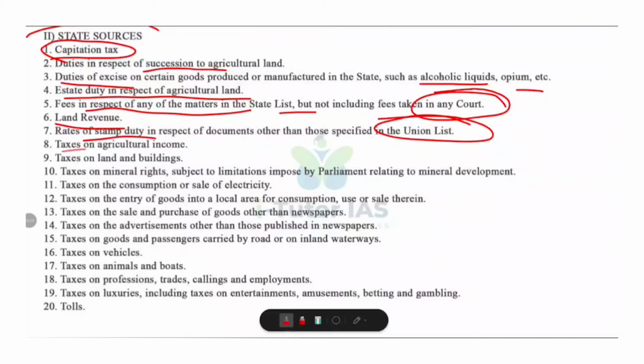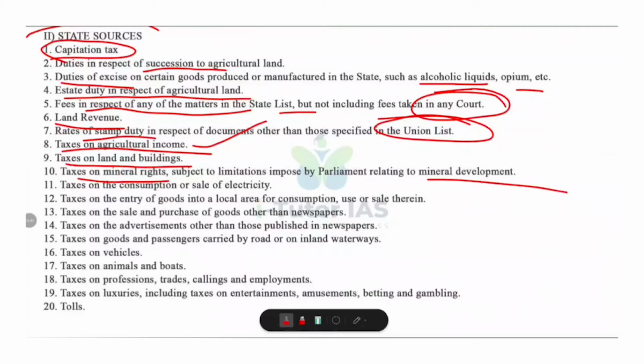Then taxes on agricultural income. Hope you understand that. Then taxes on land and buildings. That is property tax collected mainly by local bodies but constitutionally a state source. It is also under state government. Then taxes on mineral rights. It is subject to parliamentary restrictions, okay, on mineral development.